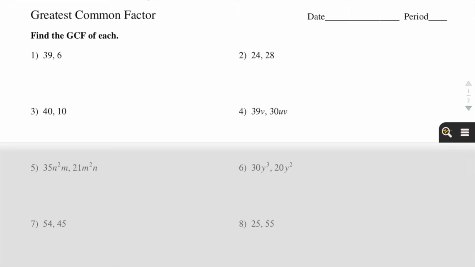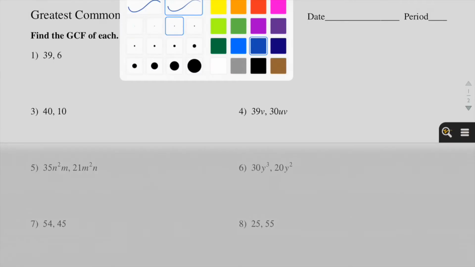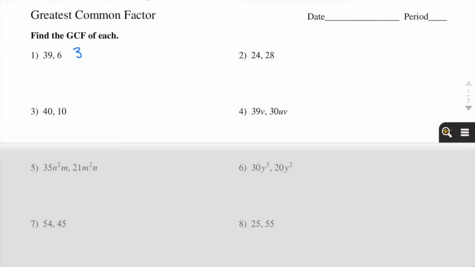So let's start with number 1. So number 1, let's break down that 39. So we break down the 39, we get 3 and 13. Neither of those break down any further, so we're done with 39. So let's go ahead and write that 6. Break down the 6, we get 2 and 3. Neither of those break down any further.